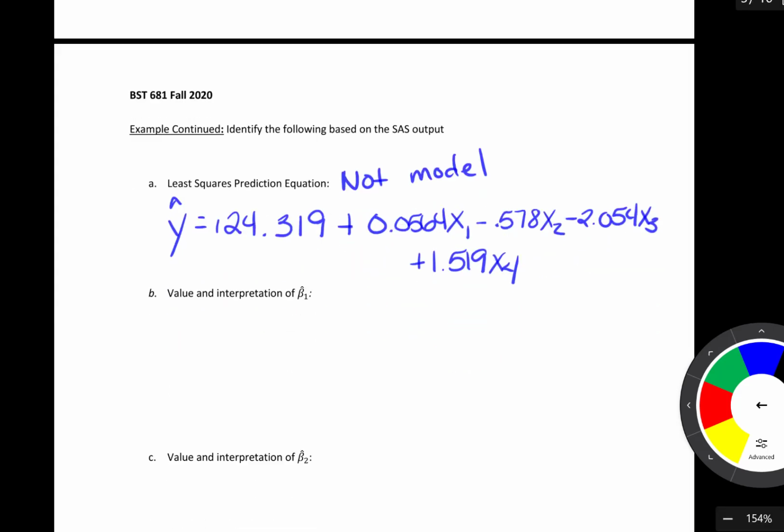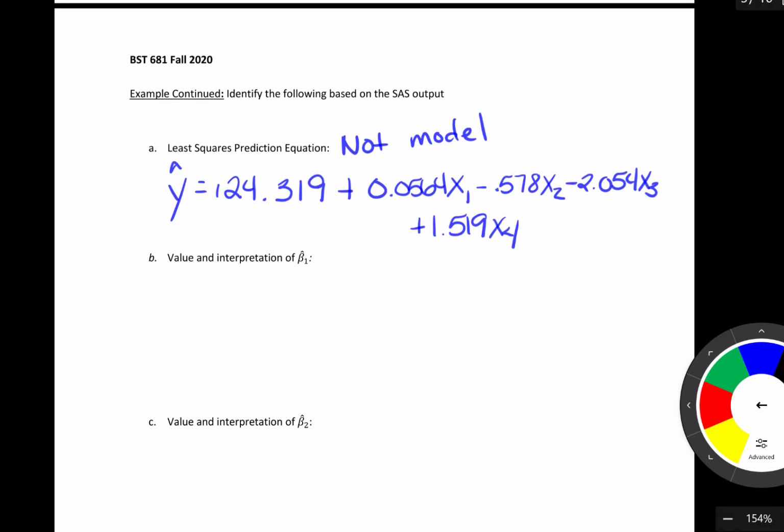Just like before when we interpreted the parameters, now we're going to interpret the estimates. The first one we're going to interpret is the estimate for beta 1. I'll write down that interpretation and then we'll talk about it.